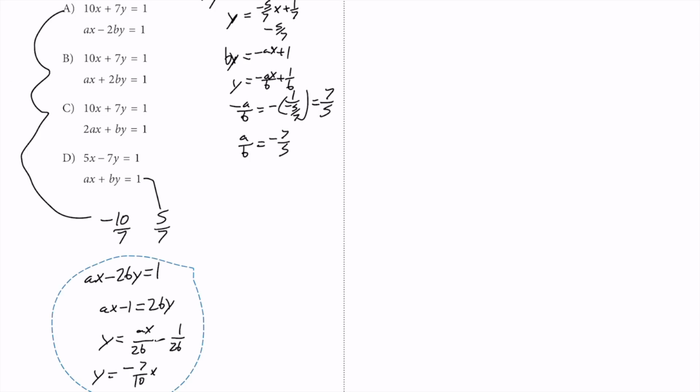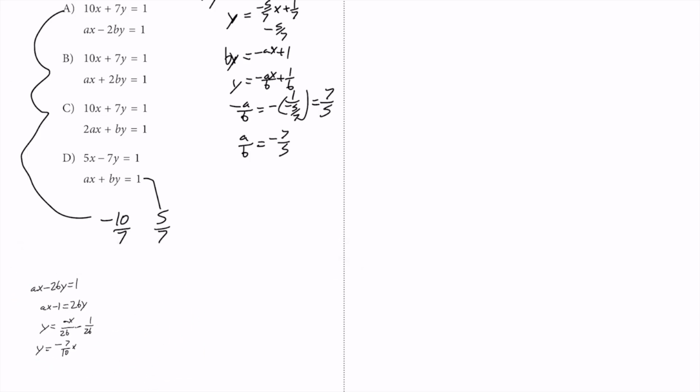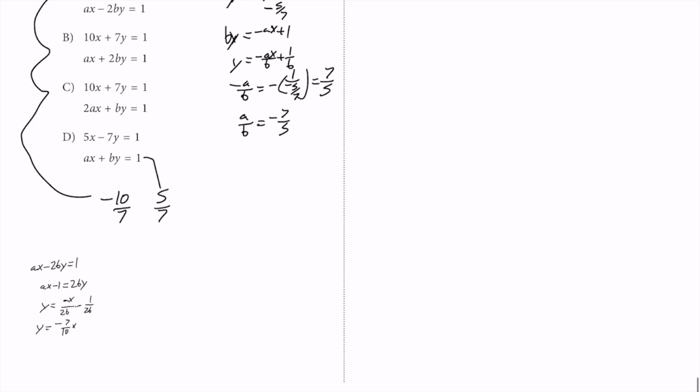Let me move that, shrink that, and move it to the side. For our second equation, we actually get the same thing, but we would just reverse the sign because the only difference is instead of -2by, we'd have +2by. So in that case, we actually would get 7 over 10. But just to do it out, just to demonstrate, ax plus 2by equals 1, 2by equals 1 minus ax, y equals -ax over 2b plus 1 over 2b.